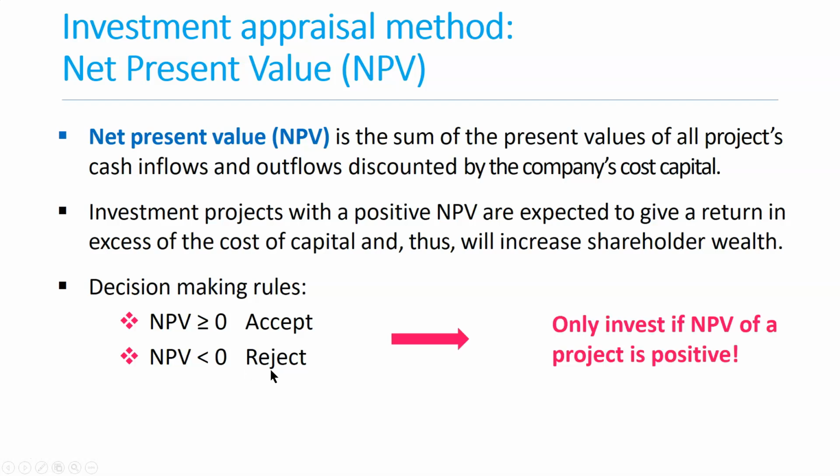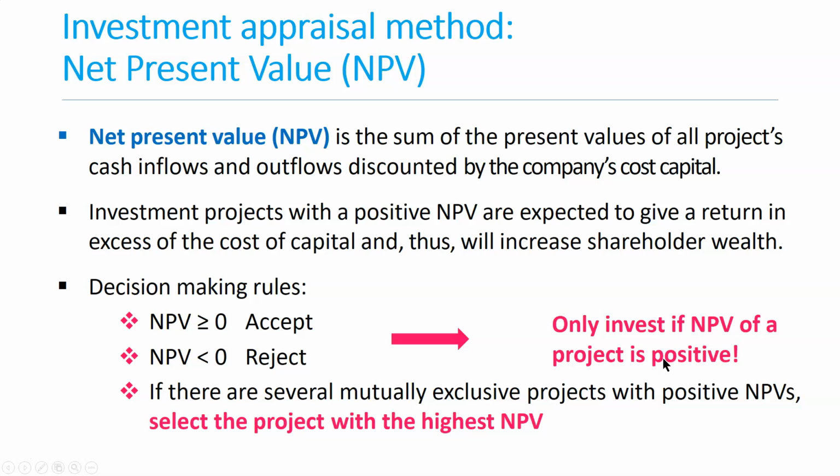In other words, you should only invest in a particular project if its net present value is greater than 0, if it is positive. Moreover, if you are faced with a choice between different alternative mutually exclusive projects and all of them have positive net present value, you should select the project with the highest net present value. So the higher it is, the better.